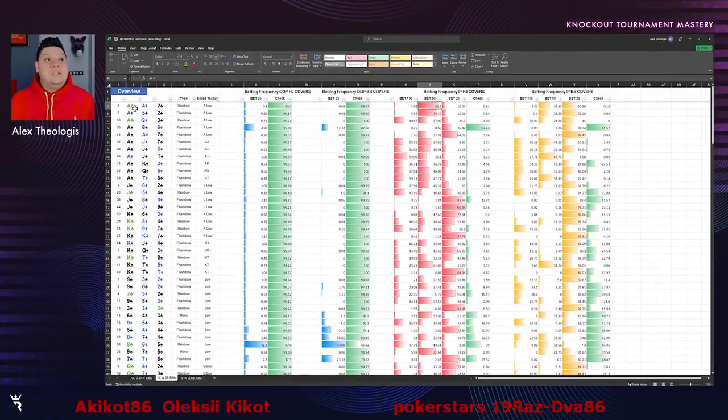Okay, so this is it about ace-4 deuce, where we have a lot of shifts towards the bigger sizing when the hijack covers. Same is true for something like king-5 deuce. Again, we can see half pot is the go-to sizing.